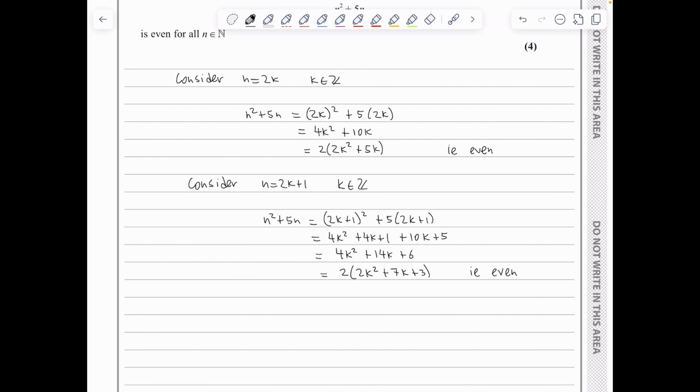And therefore, all I'm missing here is an overall conclusion to complete the proof. So I say hence n squared plus 5n is even for all n in the naturals.